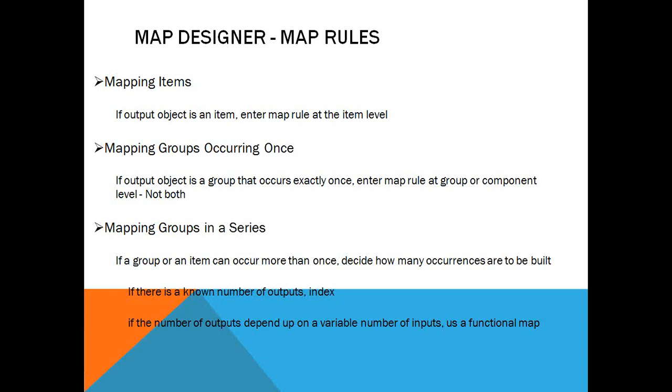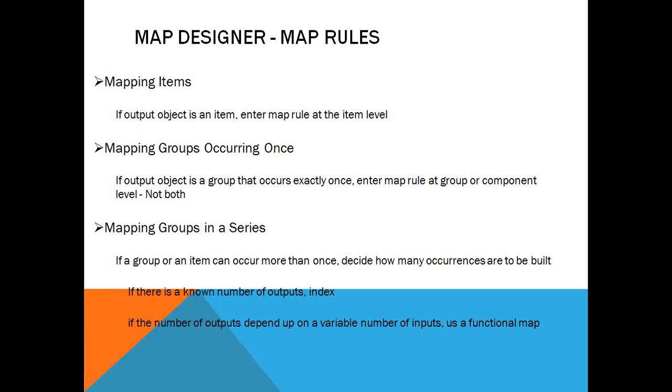Suppose mapping group occurs once. If the output object is a group that occurs exactly once, enter the map rule at group or component level. So if your output is only one item, we have to do the mapping rule at item level. Suppose your output object is a group having 5 fields and that group will occur only once, which is nothing but only one record. If there is only one record, either you can write the mapping rules at item level or at group level.